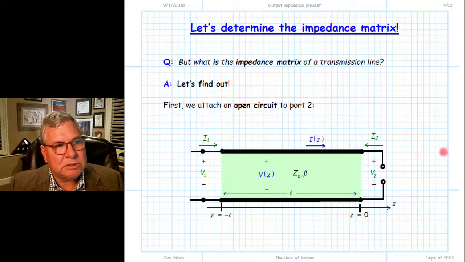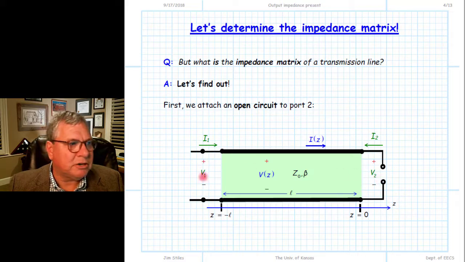First thing we do, of course, is put an open circuit on port 2. By doing so, we make I2 equal to 0. So we only have one current going into our 2-port device, and that is current I1. And what we want to do is determine then the resulting voltages V1 and V2.